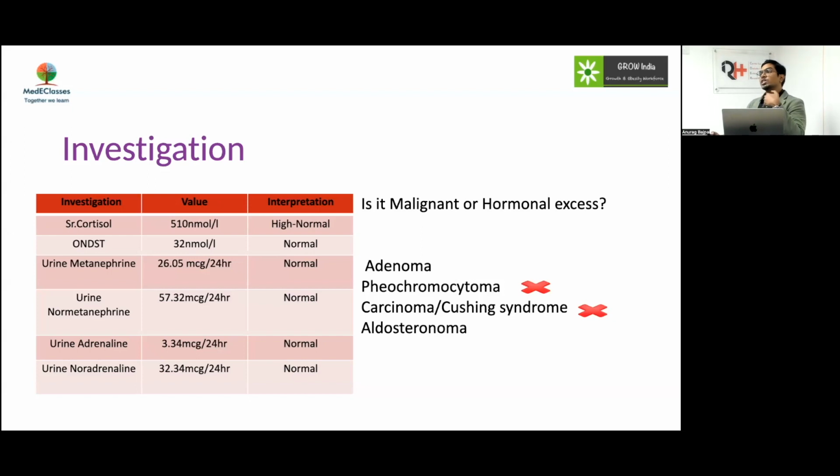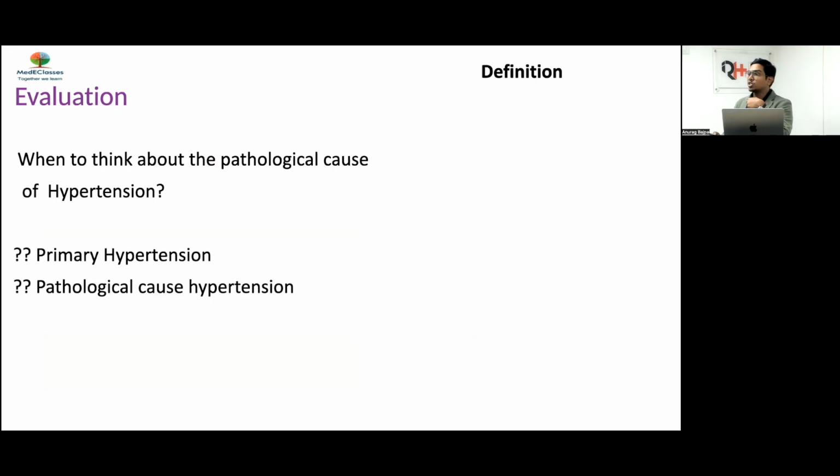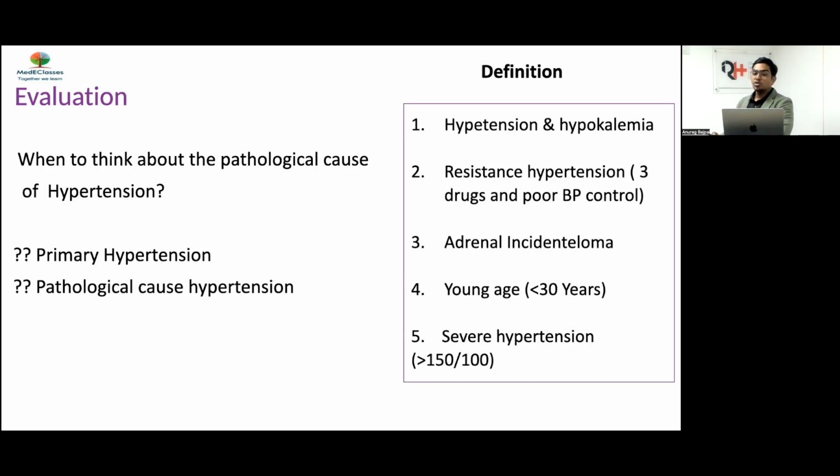So before jumping towards the investigation, we have to ask some basic questions before the diagnosis, because there is a series of tests for the diagnosis of the aldosteronoma. So clinically we have to rule out. Coming to my basic question: is it pathological hypertension or essential hypertension? What is the definition of pathological hypertension? If it is hypertension and hypokalemia, if it is treatment failure, resistant hypertension which is not controlled over more than 3 drugs, if it is a finding of adrenal incidentaloma, if it is in a younger age, and if it is severe hypertension more than 160 per 100 mm Hg.